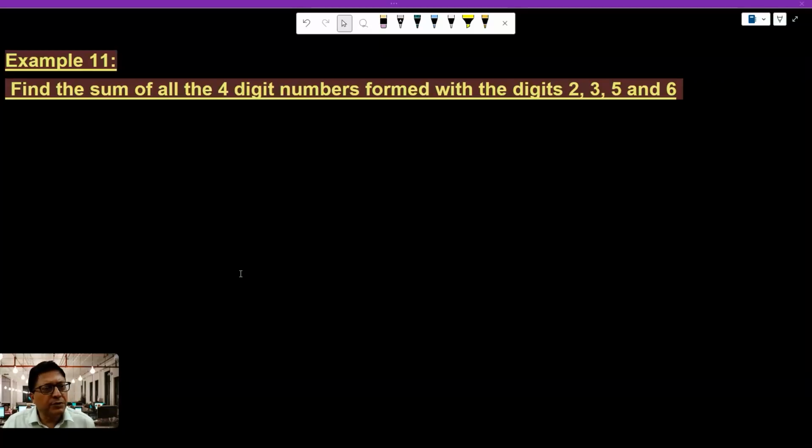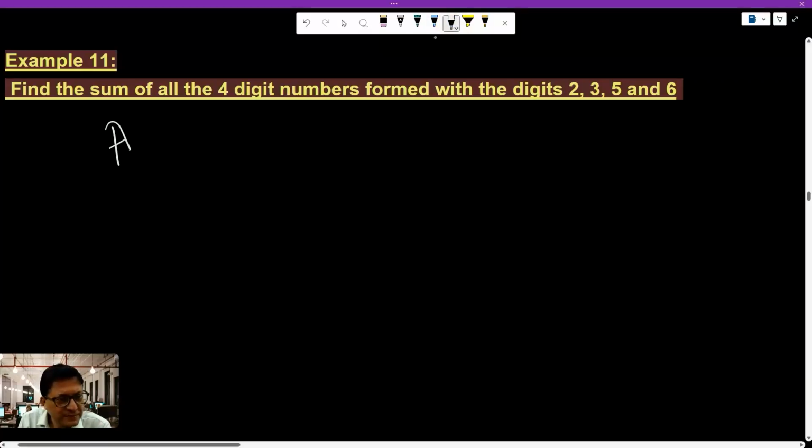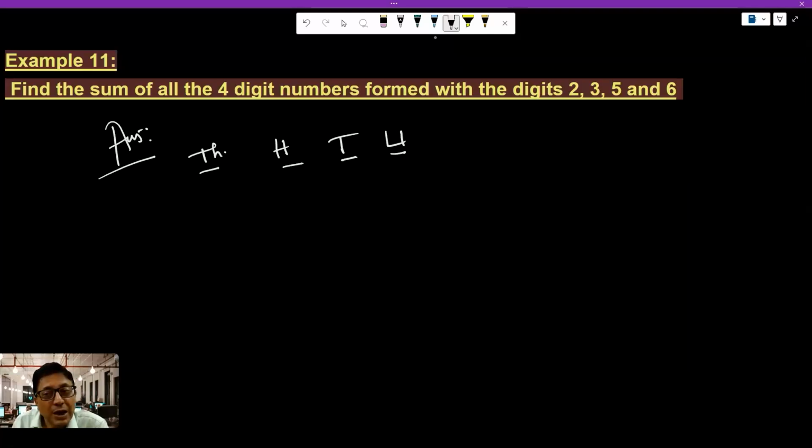This sum I think is going to be challenging for you. Find the sum of all 4-digit numbers formed with the digits 2, 3, 5 and 6. How many numbers? 4 digits they have given. How many numbers can I get then? No 0 is there, so we can start from anywhere.